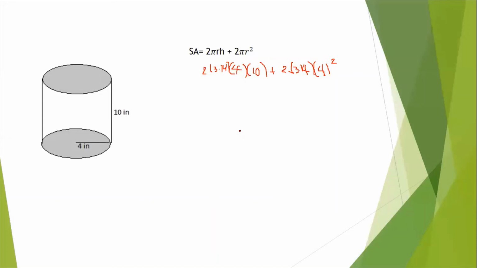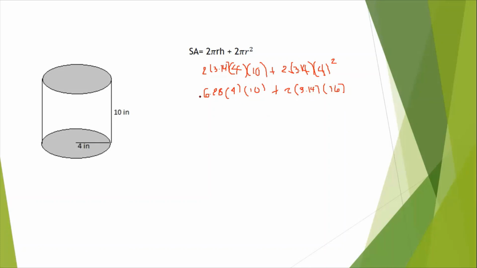Okay, so let us now multiply. Let's start with this one. 2 times 3.14, that is 6.28. 6.28 times it by 4, which is our radius, times it by 10. Okay, plus 2 times 3.14 times 4 squared. But by the way, when we say 4 squared, 4 times 4, it's already 16.